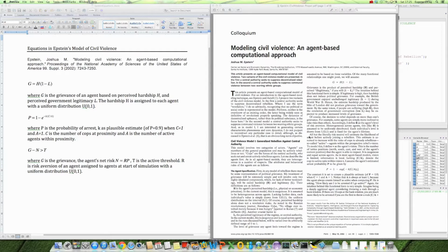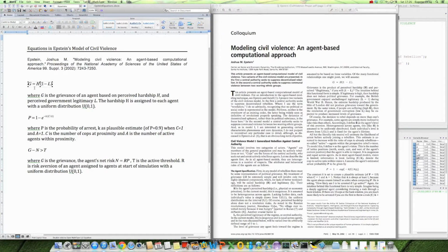Now the first model is right here. It's a generalized rebellion against central authority, where agents, members of the general population, can become actively rebellious based on their perceived grievance towards the government's legitimacy and the hardship they experience. And in the model there are also cops, the forces of the central authority, who seek out and arrest actively rebellious agents.